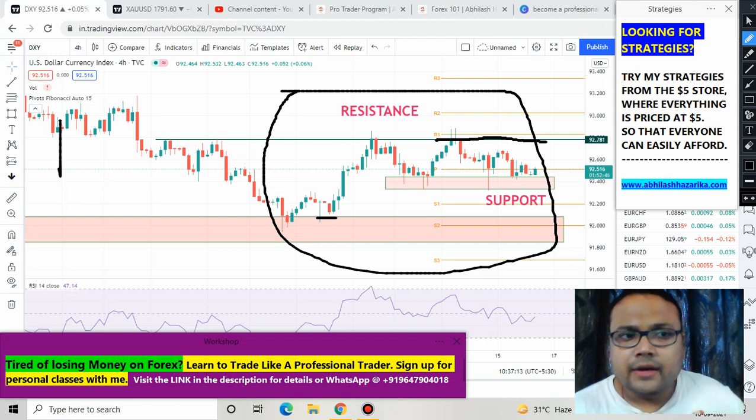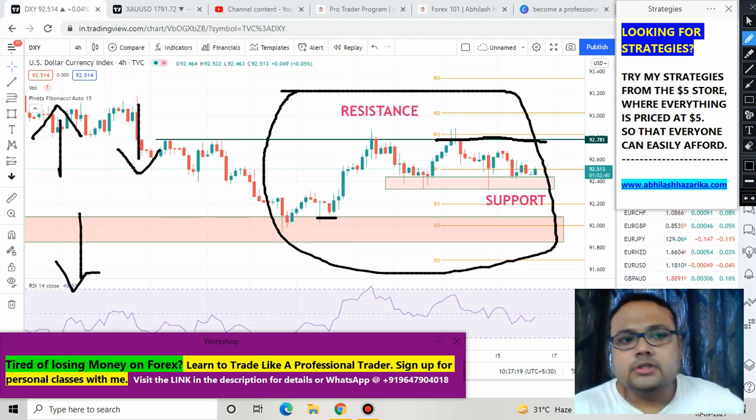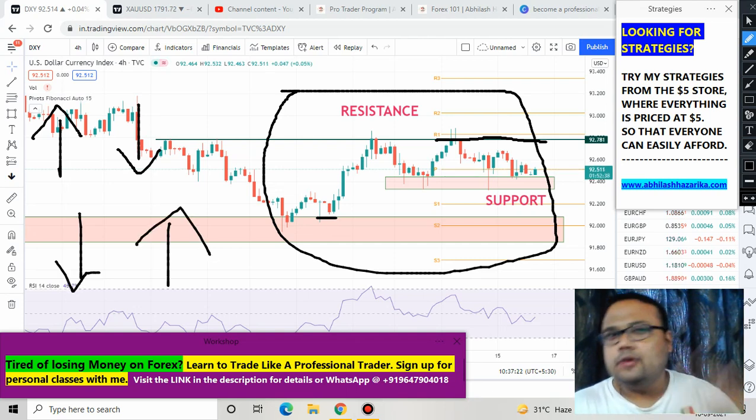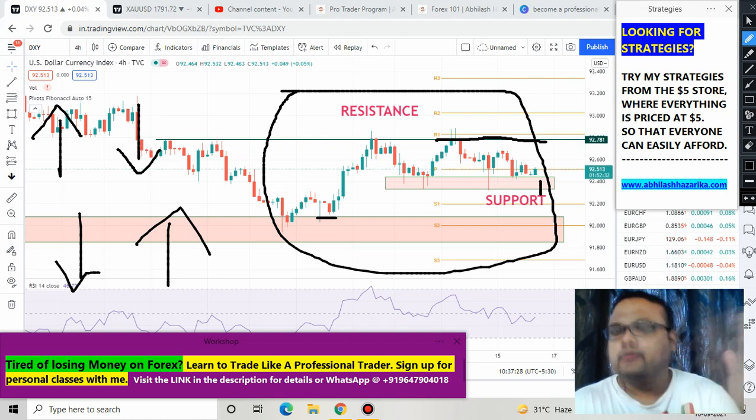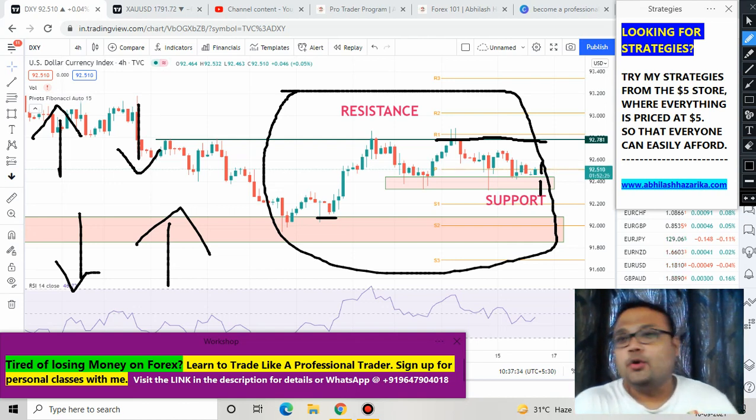Whenever the dollar goes up, currency pairs like Euro USD, GBP USD, and Gold USD go down, and when the dollar goes down, GBP USD, Gold USD, Euro USD, and AUD USD all go up. So in case there is a sharp fall on US dollar, we will see gold going up, and if the dollar goes up from here, then we will see gold going down.